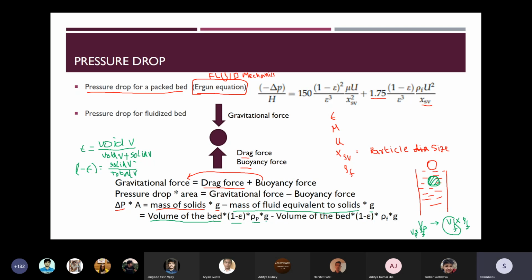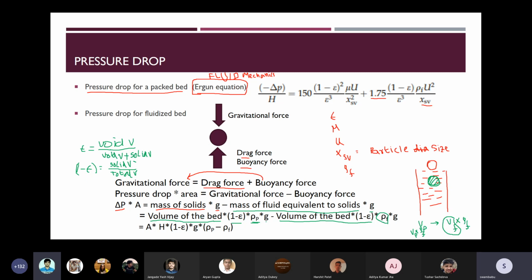Similarly, if you want to calculate the buoyancy forces, the volume remains the same: the volume of bed into 1 minus epsilon. Instead of finding the mass of solids, we have to find the mass of fluid, so we multiply with rho f. This way we get delta P into A equal to volume of bed into 1 minus epsilon into rho P into g, minus volume of bed into 1 minus epsilon into rho f into g. So this is the formula.